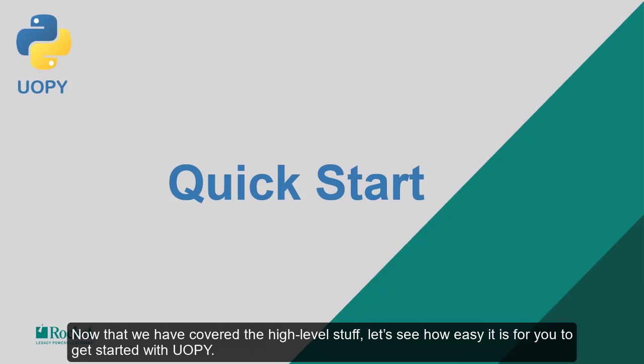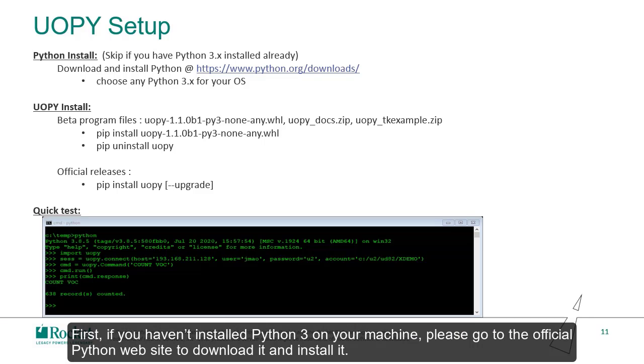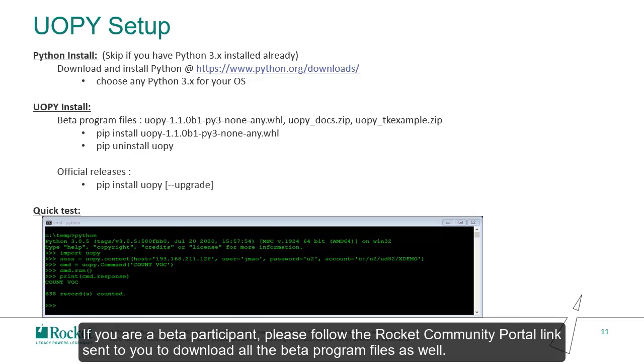Now that we have covered the high-level stuff, let's see how easy it is for you to get started with UOPY. First, if you haven't installed Python 3 on your machine, please go to the official Python website to download and install it. If you are a beta participant, please follow the Rocket Community Portal link sent to you to download all the beta program files as well.